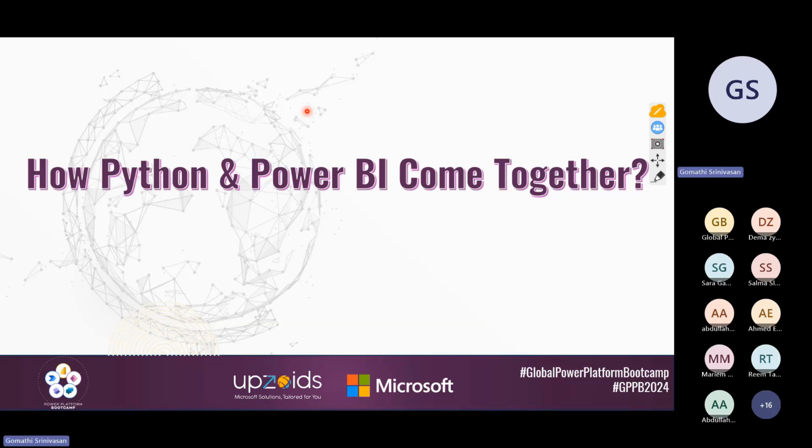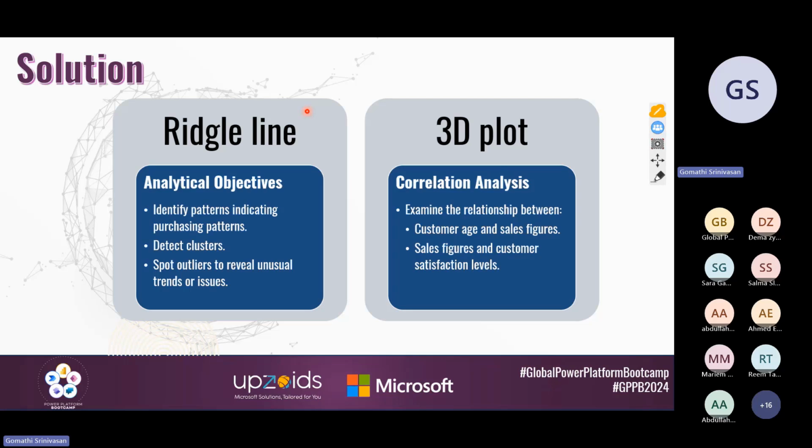Okay, so initially we discussed a use case, right? I have to design a 3D chart, I also want to find the outliers, and I have to cluster. For all these things, I have two solutions. The solution is a ridgeline plot in Python. So in today's demo, we are going to see the ridgeline plot in Python and the 3D plot.